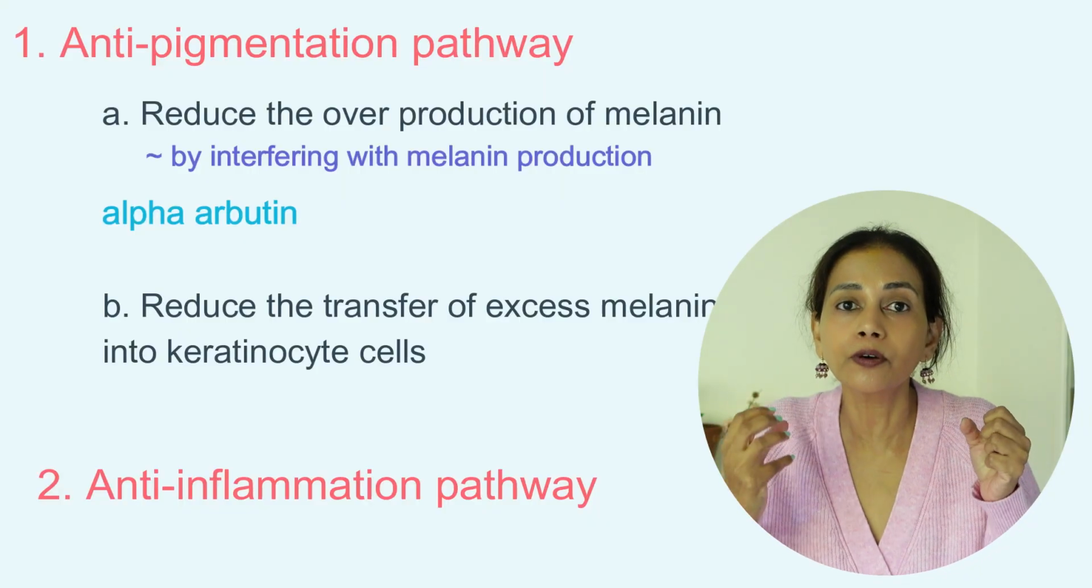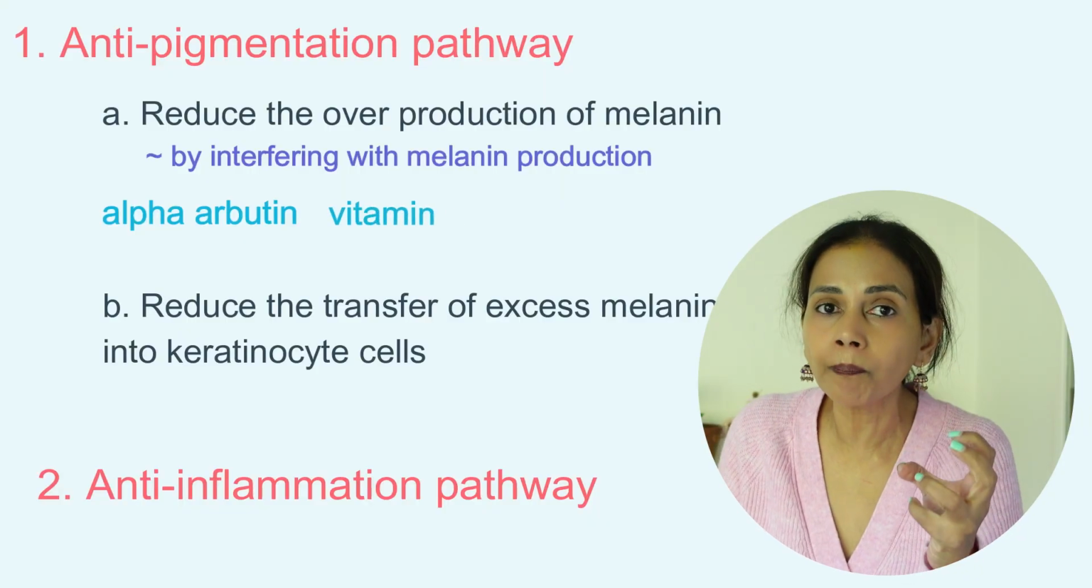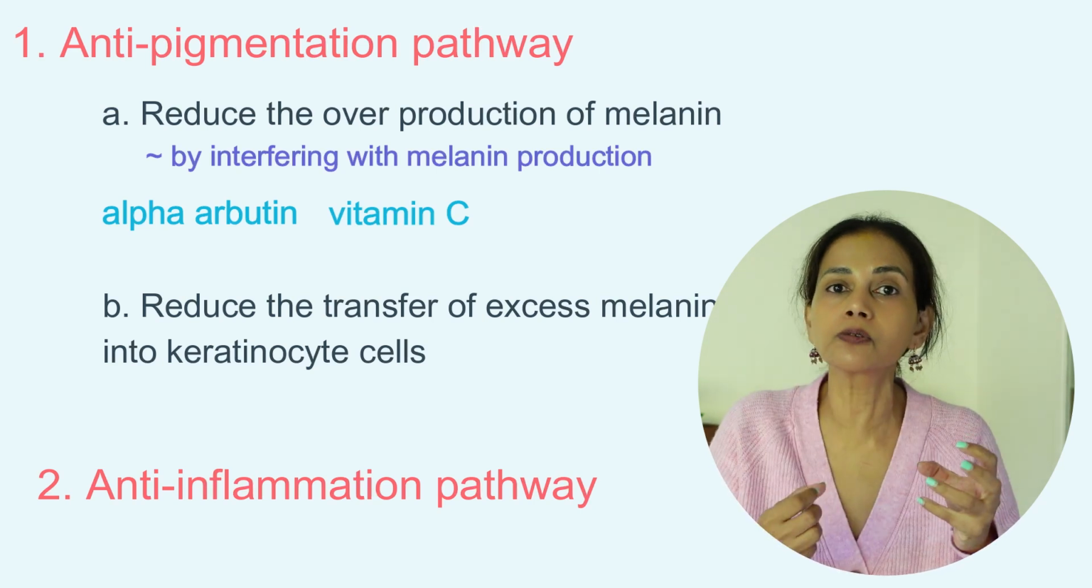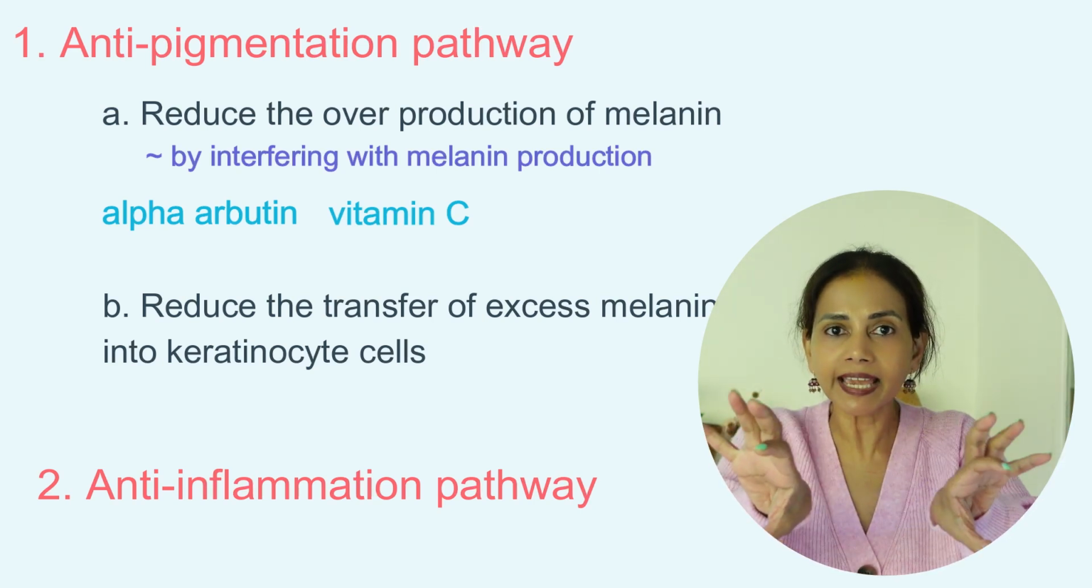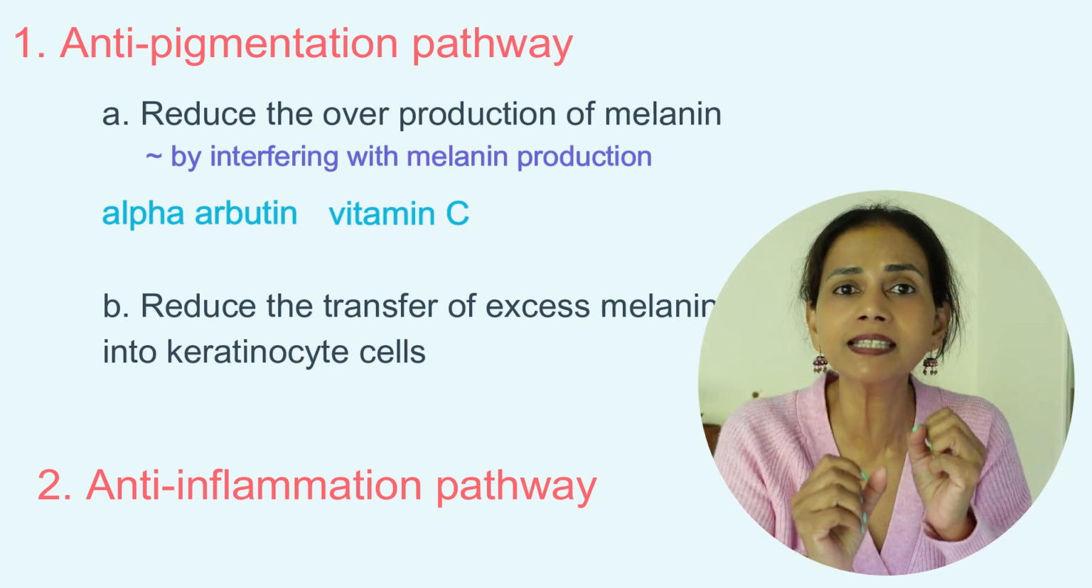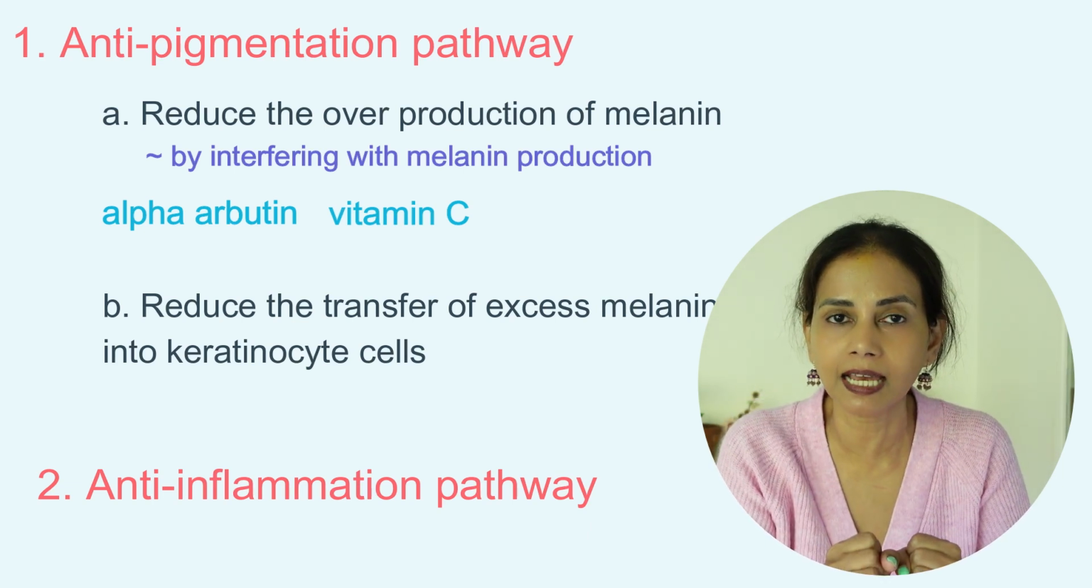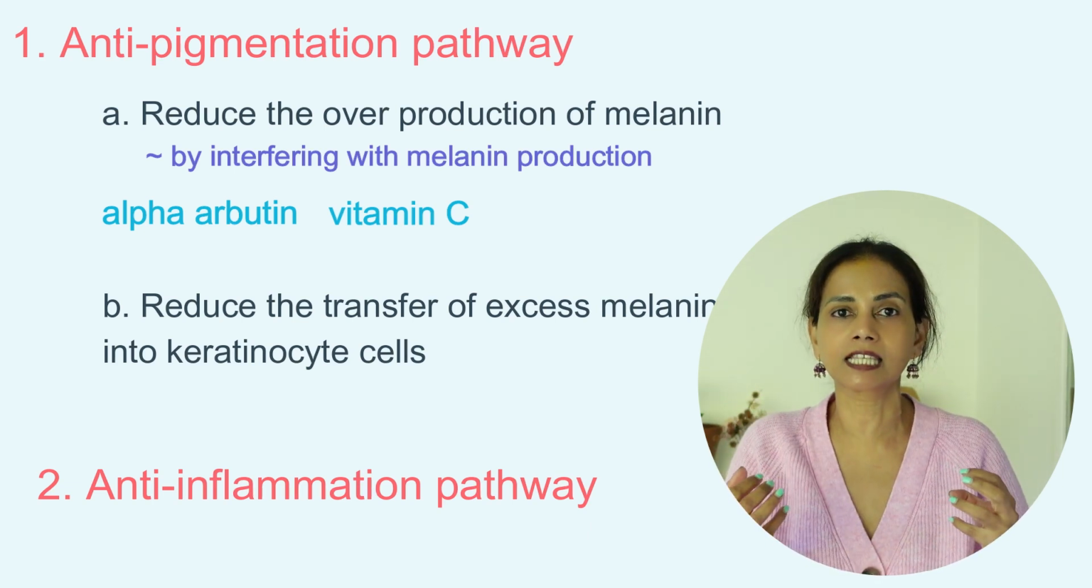The next one is vitamin C. It's also called ascorbic acid. Now this is also a tyrosinase inhibitor and an antioxidant. What it does is, the tyrosinase enzyme needs copper to help produce melanin. Now vitamin C goes and takes away the copper. By taking away the copper, it inhibits the activity of the tyrosinase enzyme, which then results in less excess production of melanin. So that's how it targets the source of melanin production.